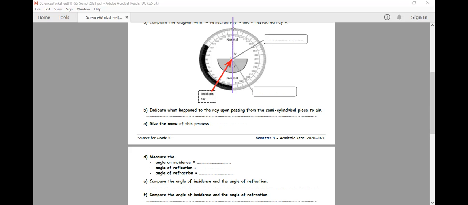So here is the angle of incidence. شفتوها؟ In yellow, here is the angle of incidence. يلا, let's count together. 10, 20, 30. So what is the measure of the angle of incidence? 30 degrees. Bravo. 30 degrees.